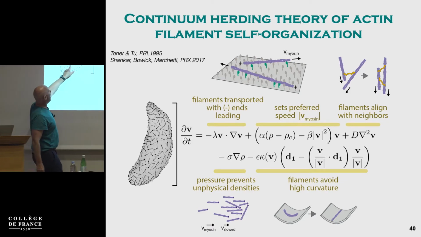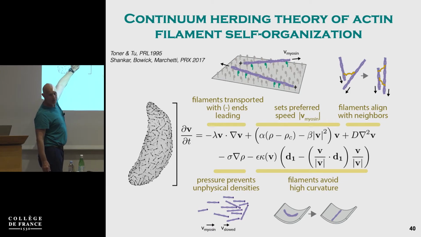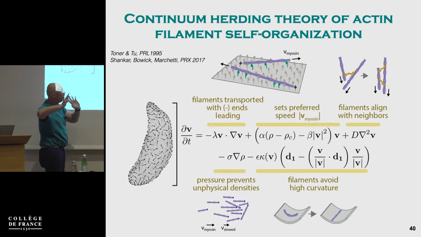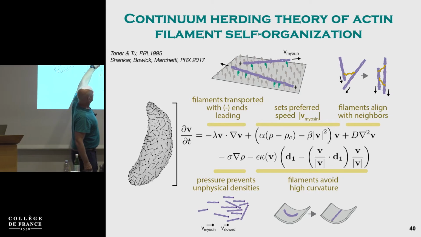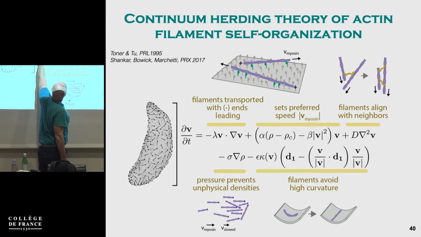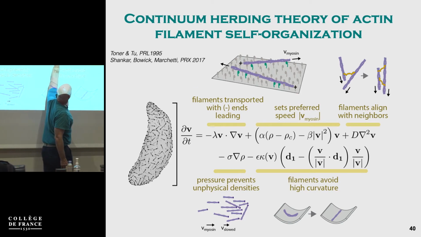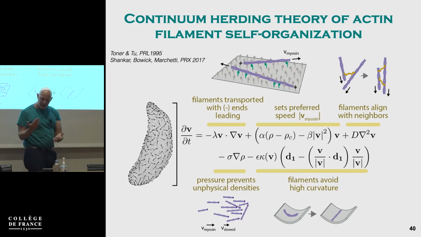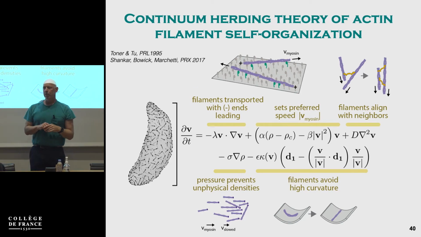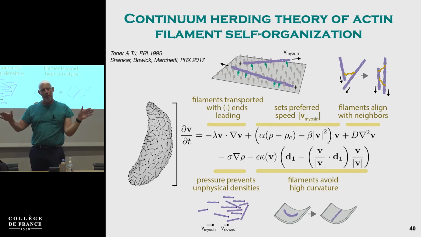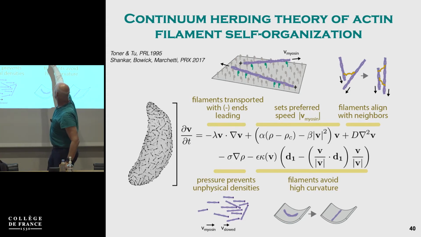I want to find out how these arrows are changing in time. I want to know how the actin filaments are aligned. And so this is telling me the rate of change of the velocity. This piece is saying, well, myosin walks at a certain characteristic speed, and if you get off of that speed, you'll come back to it. So that's what that term does.